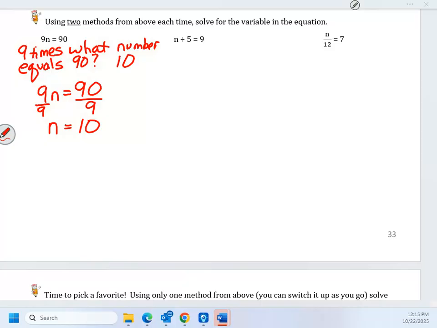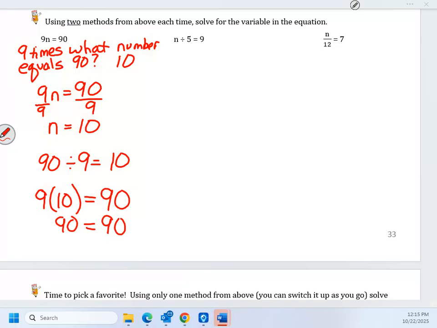What's our last way? Victoria? Yeah, so what fact family would I do for this? 90 divided by 9 equals that 10. So all three ways we get the same answer. We do want to make sure that we are checking our work. So 9 times 10, does that truly equal 90? 9 times 10 is 90. 90 equals 90, so I know I did my math correctly. So we want to check our work.